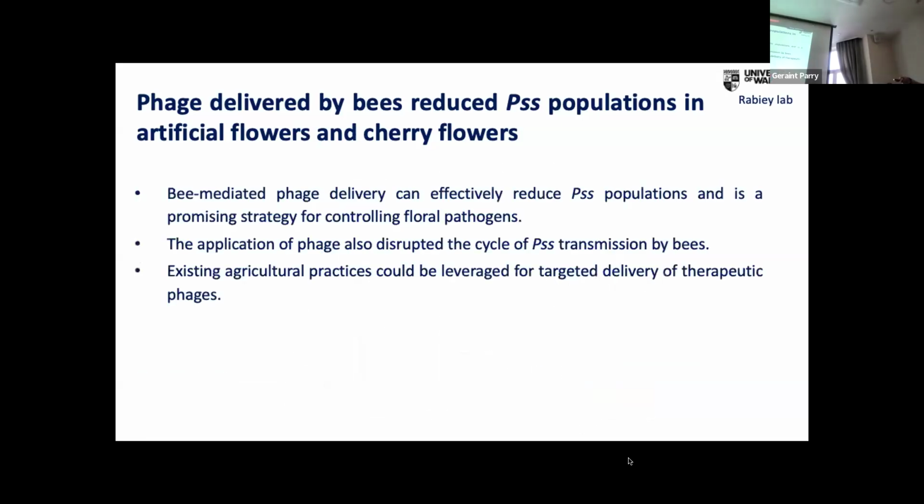So we showed that, yes, bees could transfer phage from hive to flowers and could reduce the bacterial population. We also collected the bees' bodies at the end of the experiments, and we found that when bees had access to phage, there was no pathogen on their body. So it means that by using phage, we could also disrupt the cycle of pathogen transmission from flowers to flowers. As I said, this is the existing agricultural practice that we should be using to control this important crop disease at the right time.